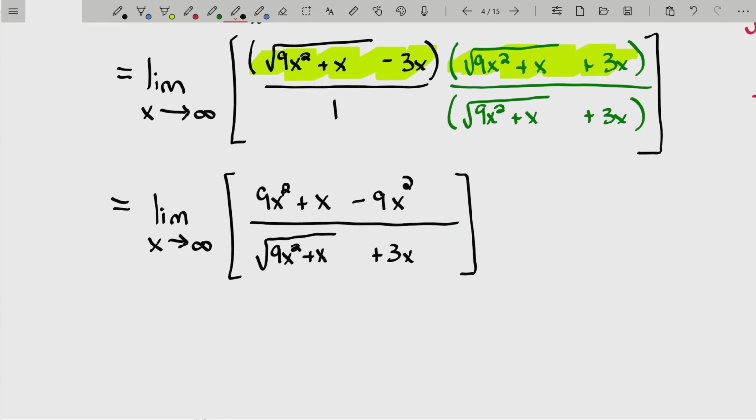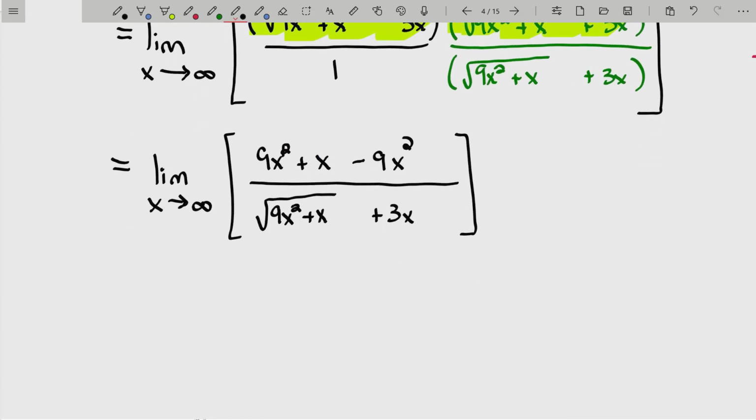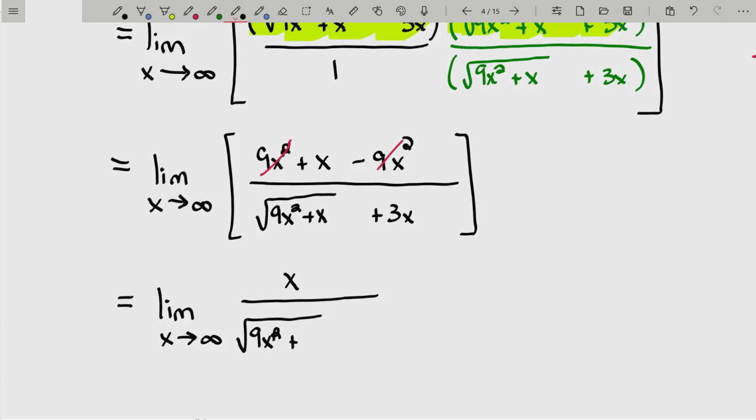And now algebra before calculus. So I'm going to just continually clean this up. So the 9x squared's up in the numerator, canceled beautifully. And I end up, again, writing my limit notation. I end up with this, x over the square root of 9x squared plus x, plus 3x. And you look at that and you say, hey, that's still not that great to deal with.